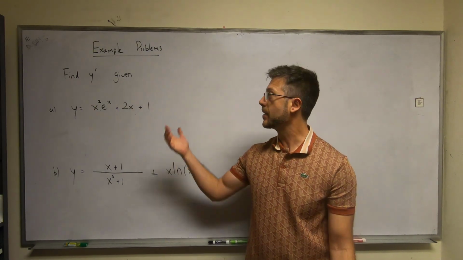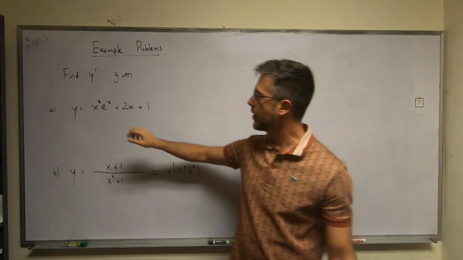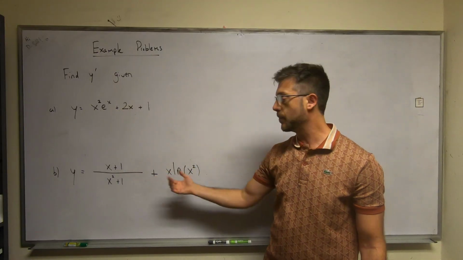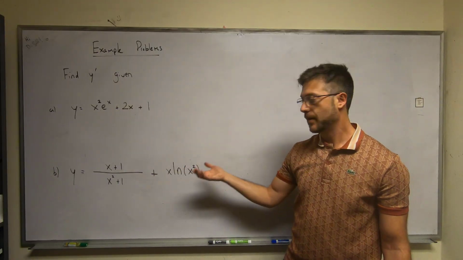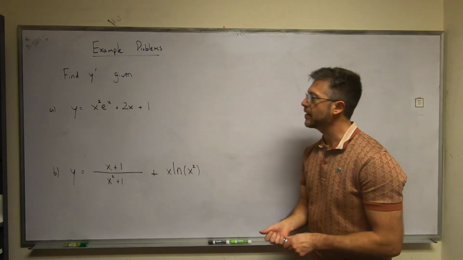In it we're just going to cover examples of finding the first derivative with an emphasis on doing functions that have a product or quotient rule or a combination of the two inside its structure. So let's have at it.